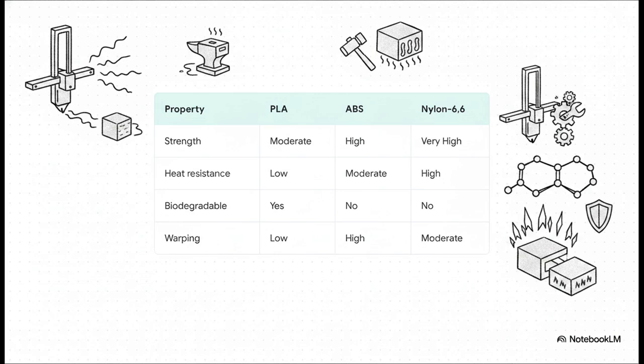ABS sits right in the middle. Great strength, but you absolutely need a heated bed to fight that warping. And Nylon 6,6? Yeah, it's genuinely difficult to print, but if you can pull it off, it rewards you with massive strength and amazing thermal stability.